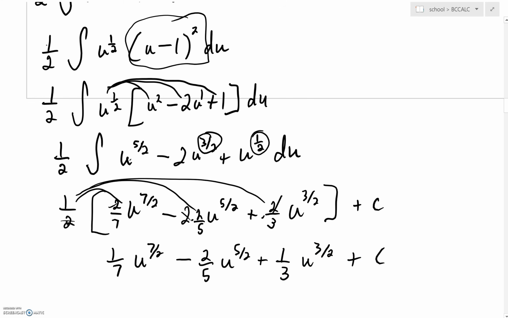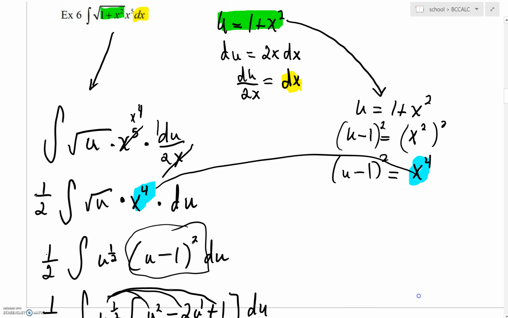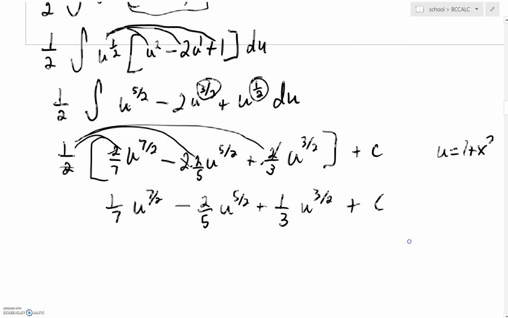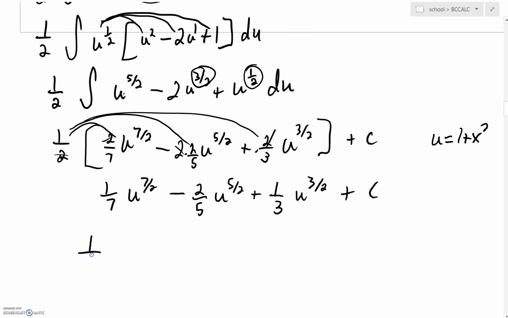But here's where it's so tricky. You can say, well, here's my final answer. Guys, honestly, you got to remember u was 1 plus x squared, wasn't it? If you leave this as your answer, that's not in terms of x. So this answer looks brutally ugly. But this is just the way we're going to have our answer.